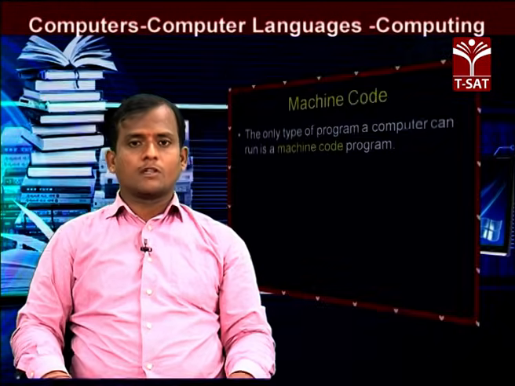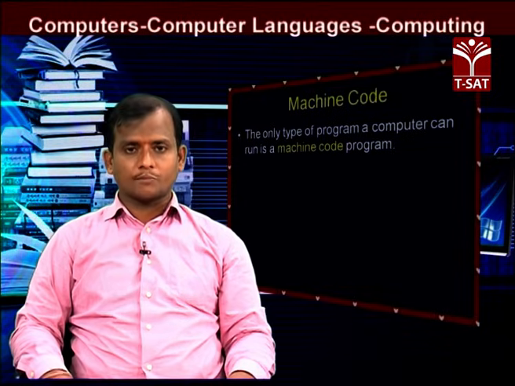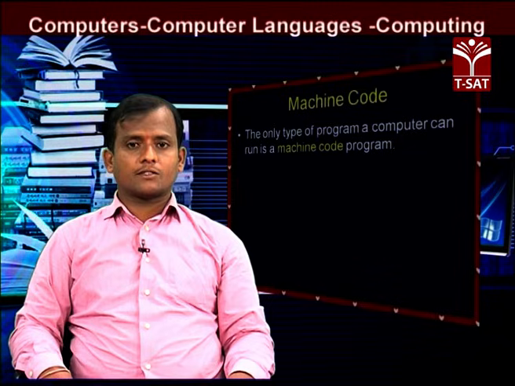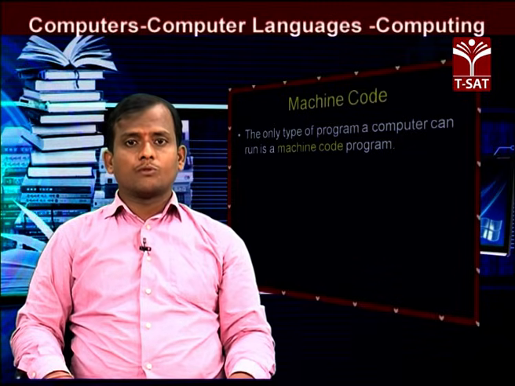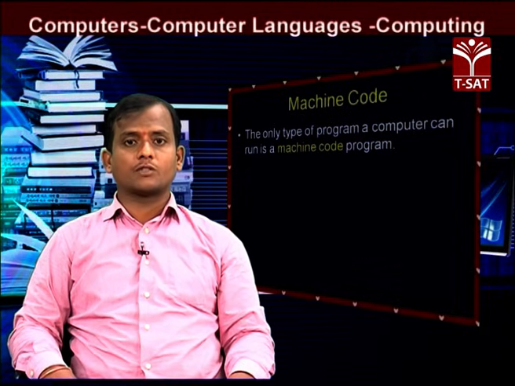Let's move forward. As I said, there is a list of languages through which the computer will communicate. One of them is machine code, or we can call it machine language. This is the only language which a computer can understand. It is zeros and ones. A computer can understand only zeros and ones.